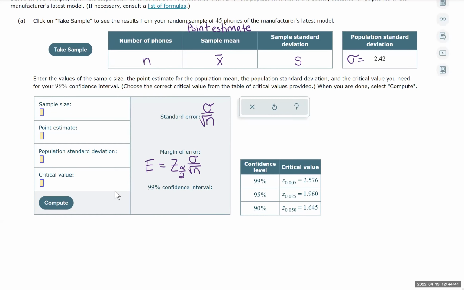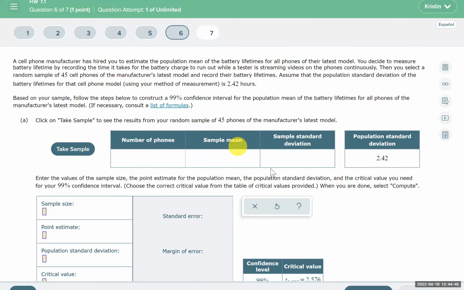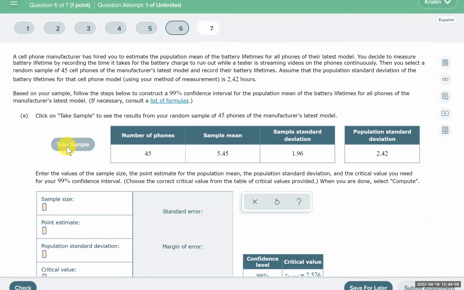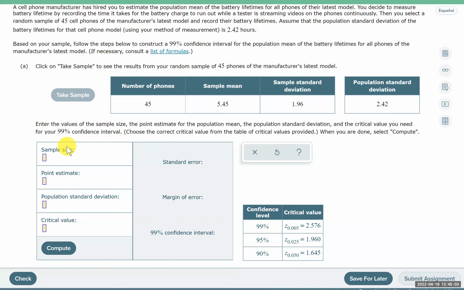So let me try this. I'm on ALEKS, and we are in homework 7.1, and I'm doing question number 6. And so we've got our batteries. I'm going to take a sample. When I take a sample, it will randomly take a sample of these phones. And I get the following information.